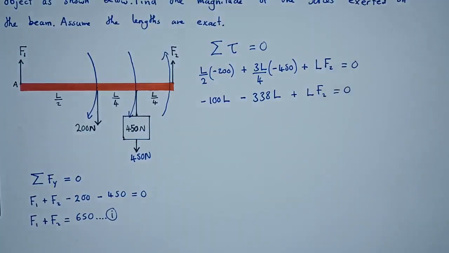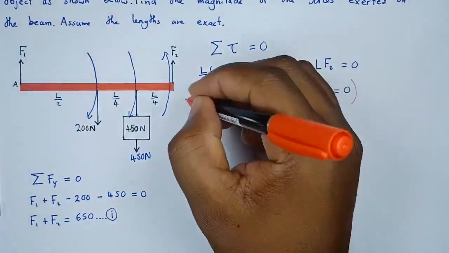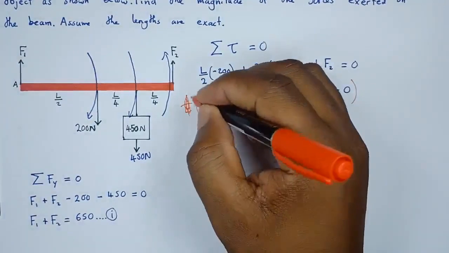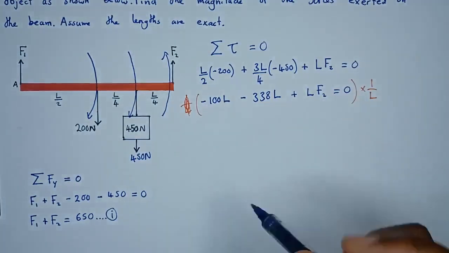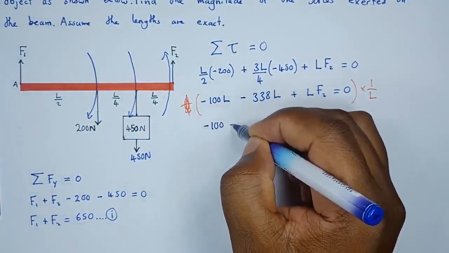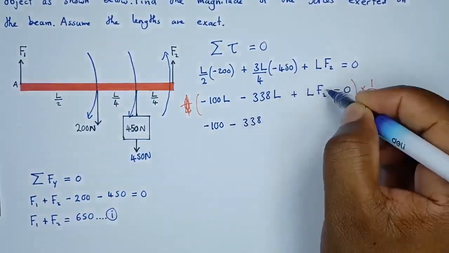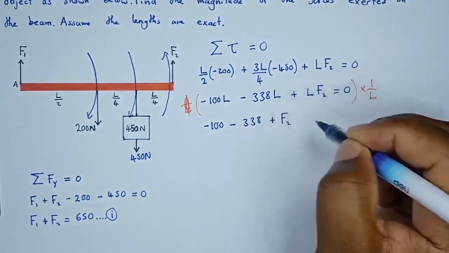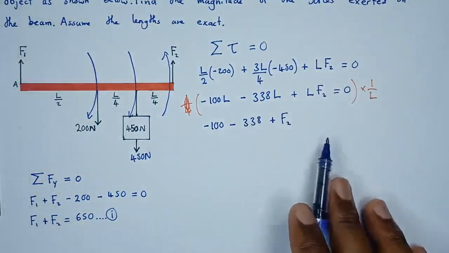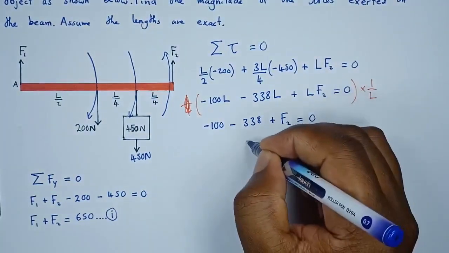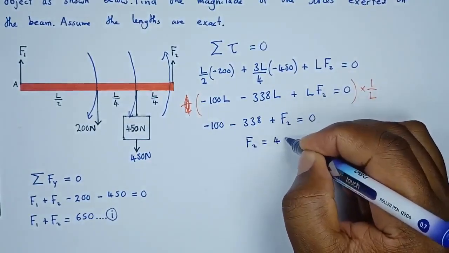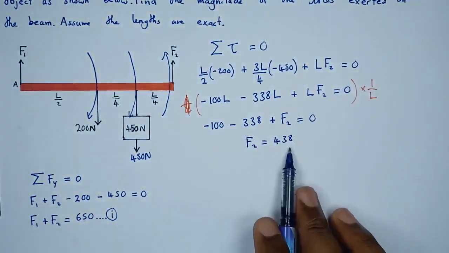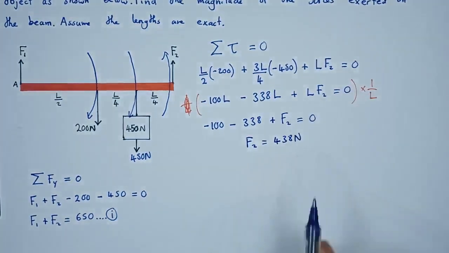So we can get rid of L, because we haven't been given the value of L, by simply dividing everything by L. Sorry, I'm pretty sorry. Divide everything by L. If this divides by L, we just remain with negative 100. If this divides by L, we remain with 338. This we remain with plus F2. So these two negative values can cross over, hence this is equal to 0. Hence F2 is 438. So we have found the first force, which is F2, 438.